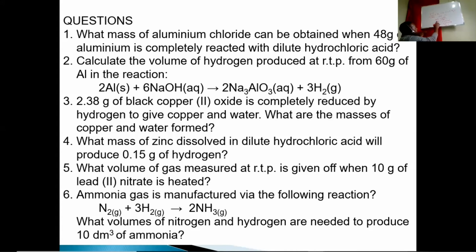And then the next part is the mass of water, which is the same 1-to-1 ratio because everything here is 1. So that means the mole of water is also 0.03 mole. Therefore the mass of water will be the mole times the molar mass of water, which is 16 plus 2, 18, and we get the mass of water to be 0.54 grams.